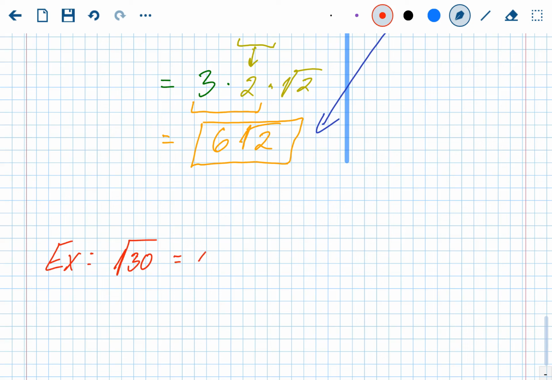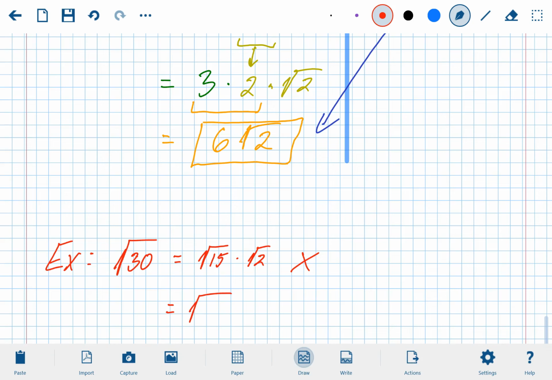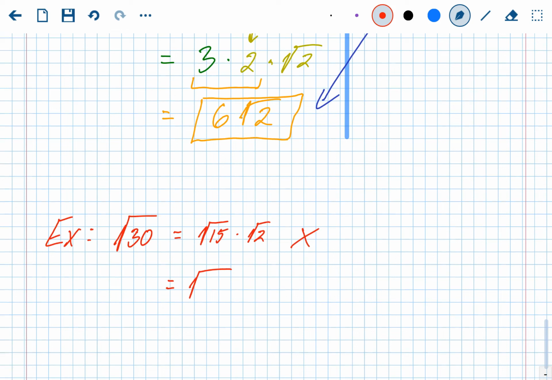Well, you've got the square root of 15 times 2. Yeah, but those aren't perfect squares. What else goes into 30? 10 and 3. Square root of 10 times the square root of 3. But once again, those aren't perfect squares either. So what else? 5 and 6. Square root of 5, square root of 6.